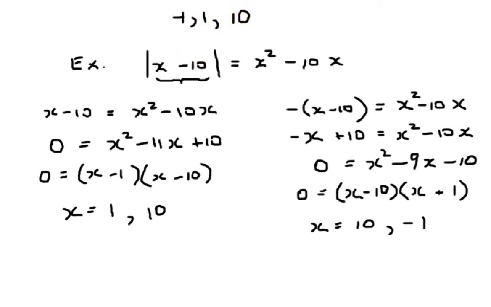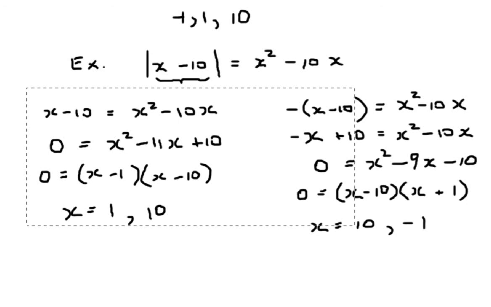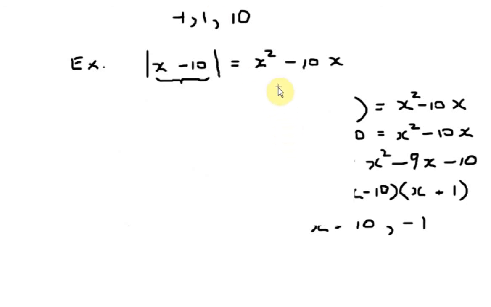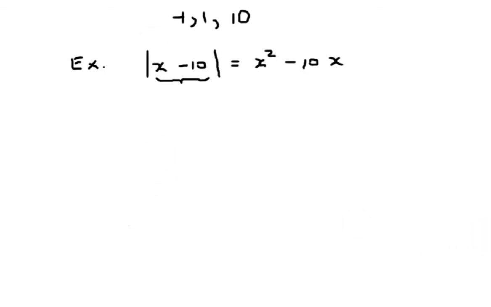And what I'm going to do is clear a little room here now, and I'm going to check that those things really work. Okay, so let's clean up the board here a bit. Okay, so let's check that these solutions work. Let's start off with negative 1. If I plug in negative 1, I'll have the absolute value of negative 1 minus 10. This is going to try to equal, so I'm going to put a question mark, try to equal negative 1 squared minus 10 times negative 1.